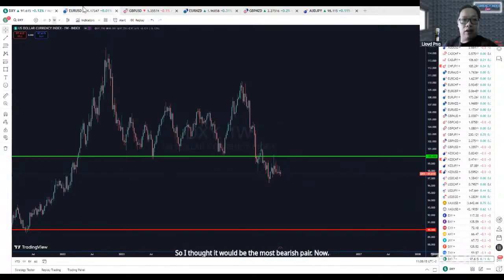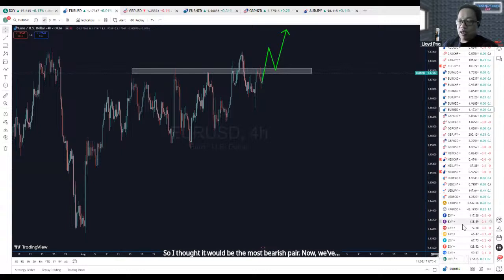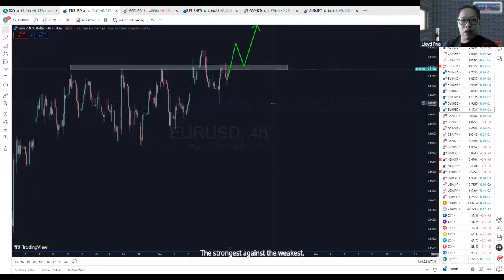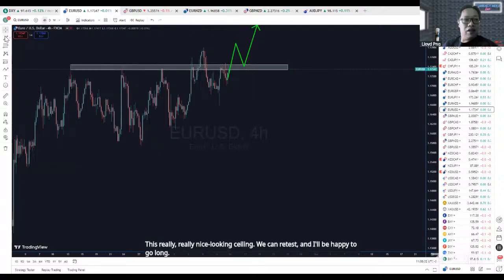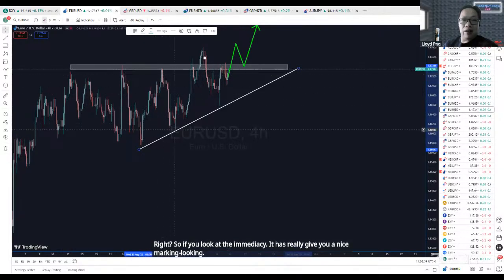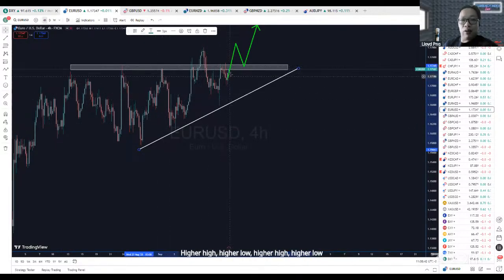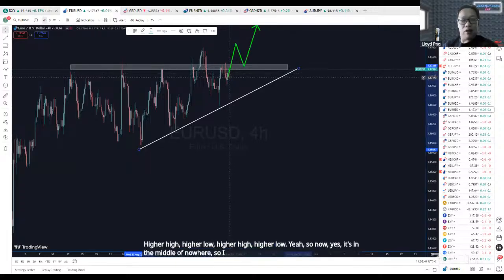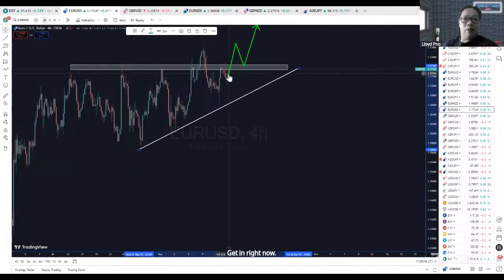Now with that, we are just simply going to trade the strongest against the weakest. So Euro dollar, I'm just waiting for price to break this really nice looking ceiling, break and retest, and I'll be happy to go long, right? If you look at the immediacy, it has given you a nice looking higher high, higher low, higher high, higher low. Now, yes, it's in the middle of nowhere, so I'm not saying get in right now. I'm just saying wait for price to break it, retest, and we can go for long.